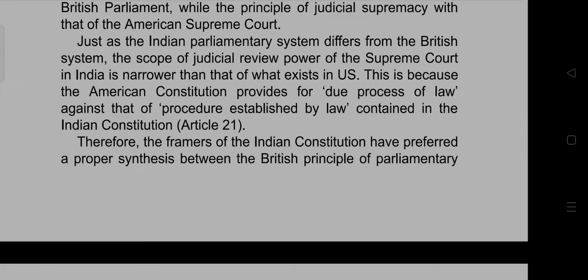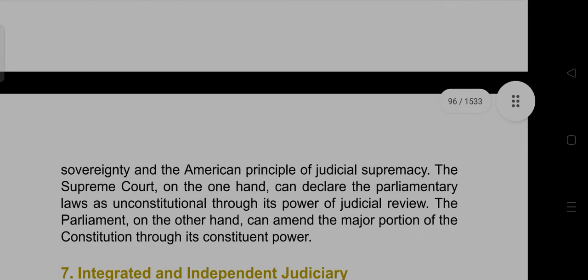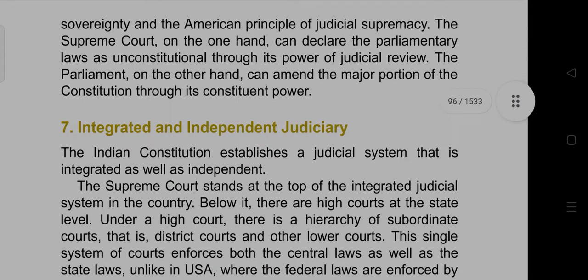Therefore, the framers of the Indian Constitution have preferred a proper synthesis between the British principle of parliamentary sovereignty and the American principle of judicial supremacy. The Supreme Court, on one hand, can declare parliamentary laws as unconstitutional through its power of judicial review. The Parliament, on the other hand, can amend the major portion of the Constitution through its constituent power.